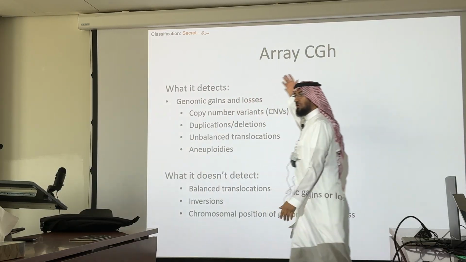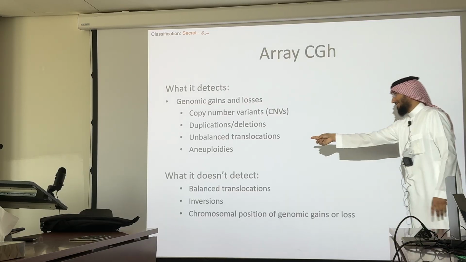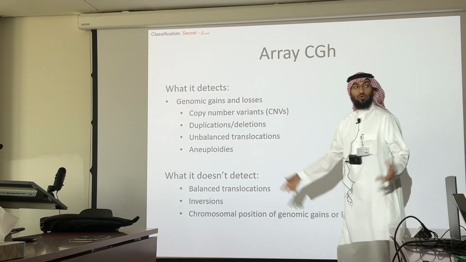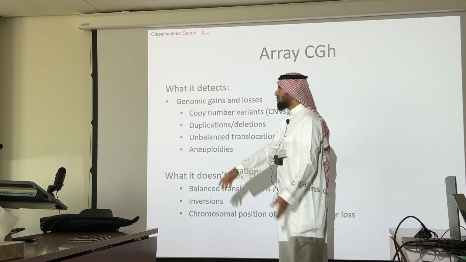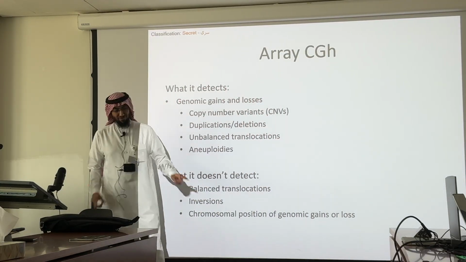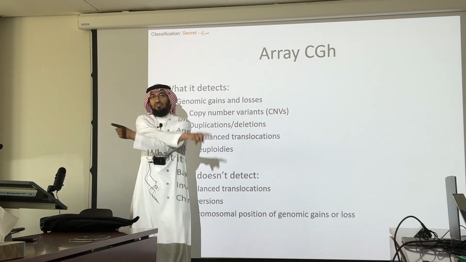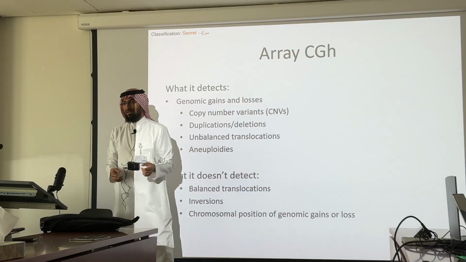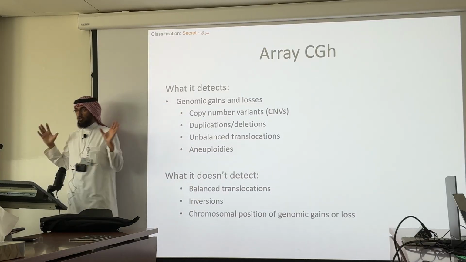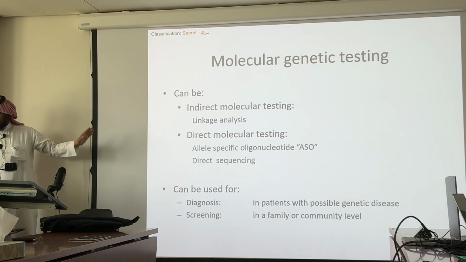Common sense. Why do we need to go to a bicycle while I have a plane? This is why. Otherwise, we don't need the karyotyping. The resolution here is much more than the karyotyping. But if we have a balanced rearrangement, the molecular will not tell you where the problem is. If there is an inversion, it will not tell you. It will tell you if there is a gain or loss. This is why we still need karyotyping.